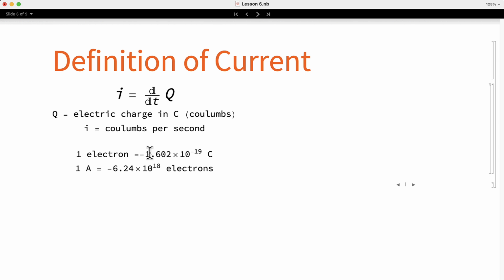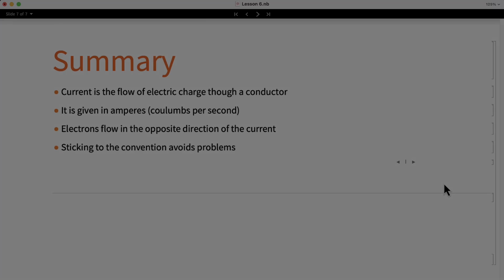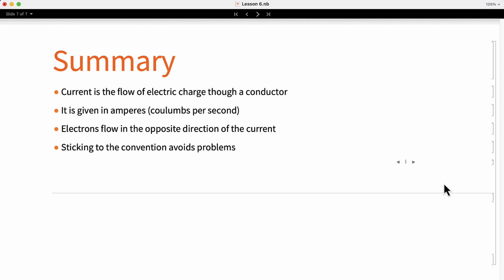As a curiosity, a single electron has a charge of minus 1.602 times 10 to the power of minus 19 coulombs. That's a very tiny charge. If we have a current of 1 ampere flowing through a conductor, that means that we have 6.24 times 10 to the power of 18 electrons flowing every second, which is a very, very large number. To finalize this lesson, here's a quick summary.